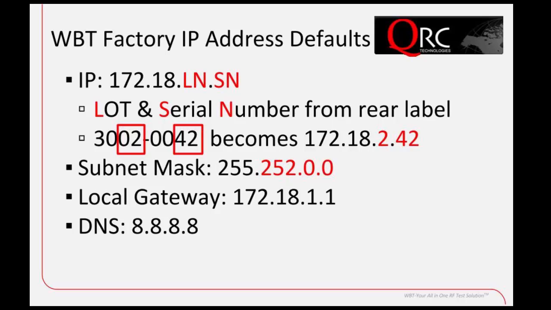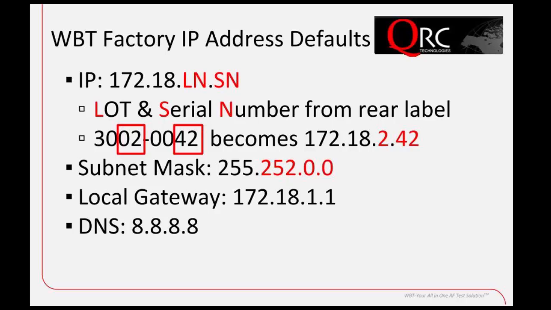Let's briefly review the factory IP address defaults on the WBT. There's a label on the rear of the device that shows the lot and serial number. The IP address is set at 172.18. The lot number, the serial number. Just the last two digits of the lot and serial number are shown in the slide.